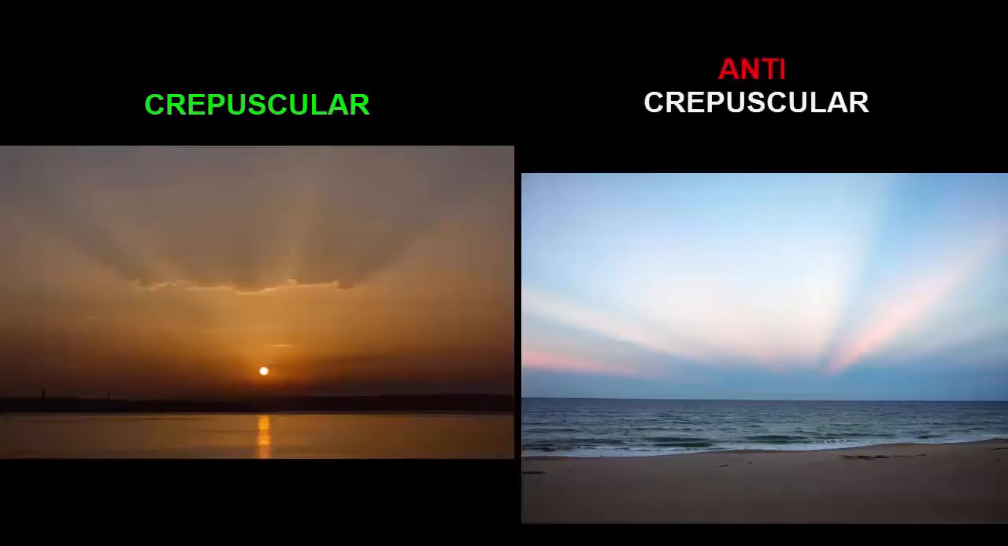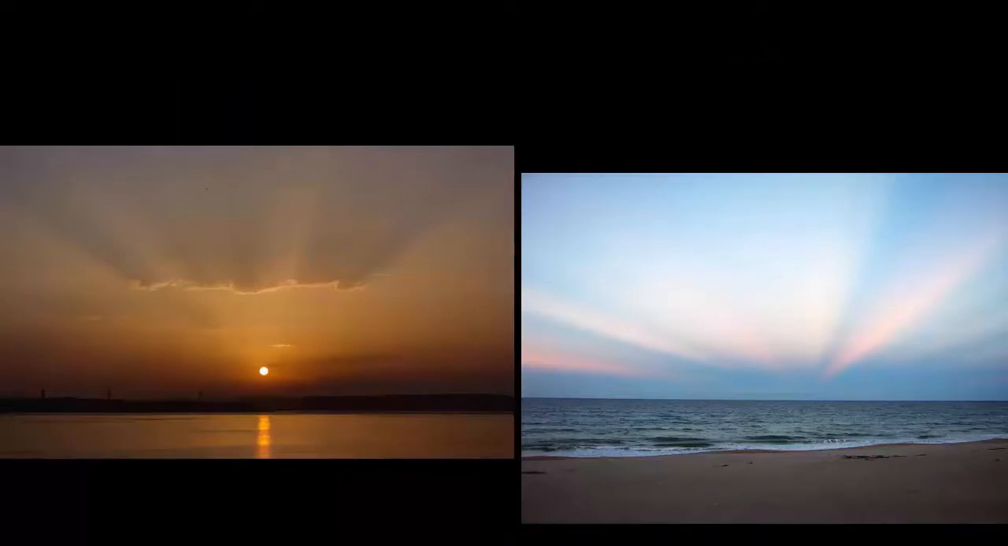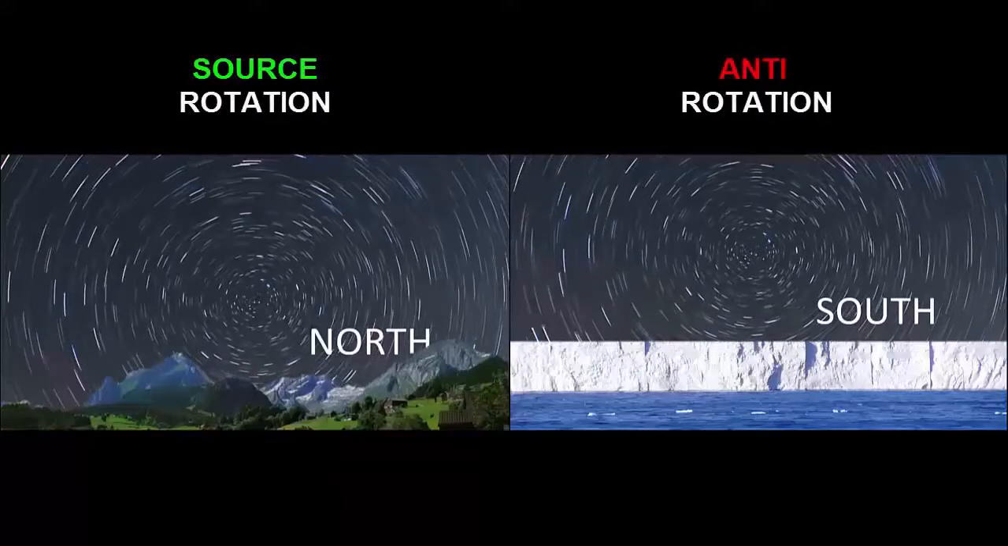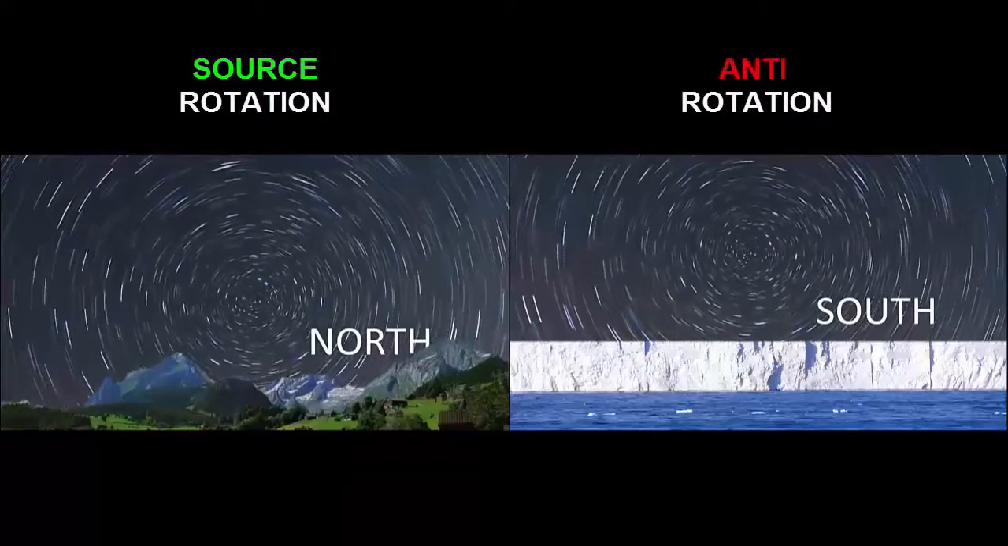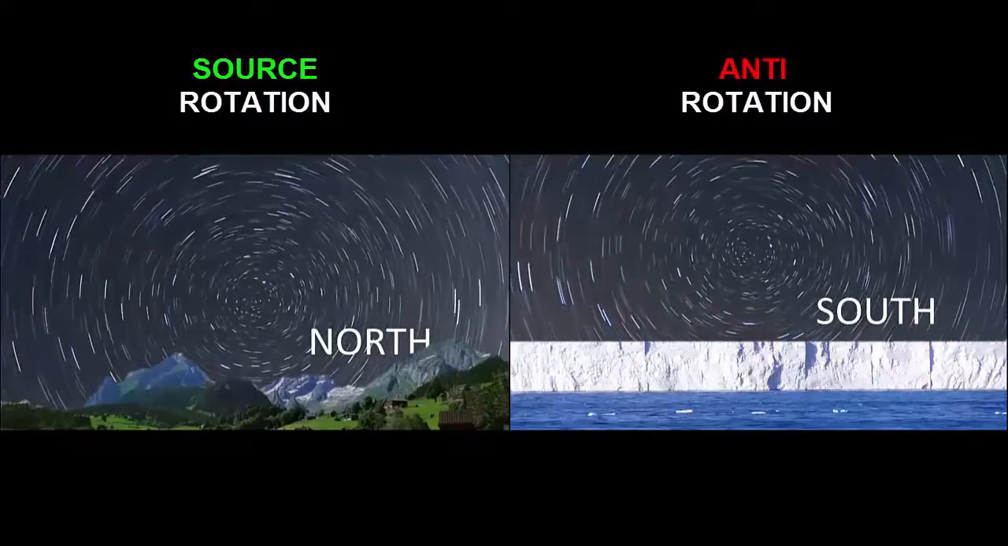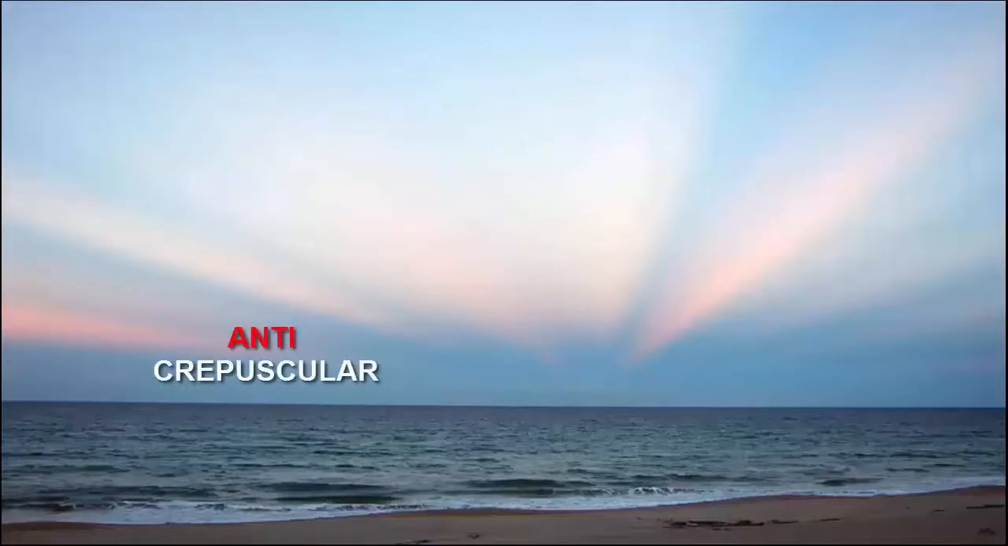Okay, and they converge on the opposite horizon to a point much like when they come from the sun. They come and they diverge out and then they converge on the opposite horizon. While the southern celestial rotation is nothing but an anti-rotation of the northern celestial rotation. In the same way that the anti-crepuscular rays appear as though they're coming from a sun on the other horizon.